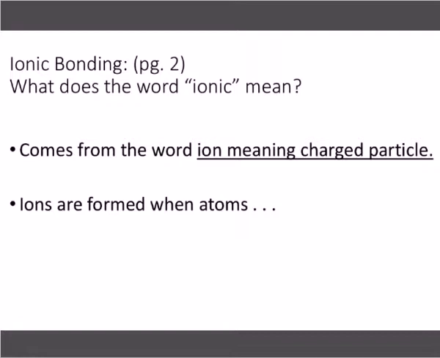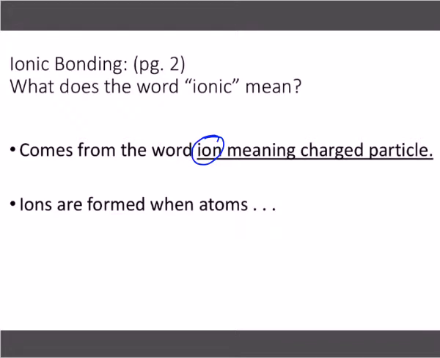That's the big idea you want to remember. Ionic. We will talk a lot and deal with ionic bonds a lot. Okay? What does the word ionic mean? Well, it comes from the word ion. What does ion mean or refer to? Charged particle. Why? What forms an ion? When the electron gets added to an atom or removed from an atom.